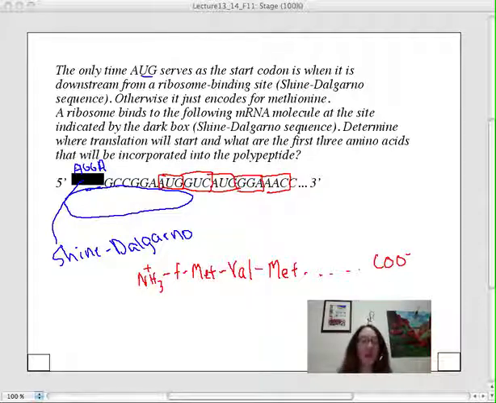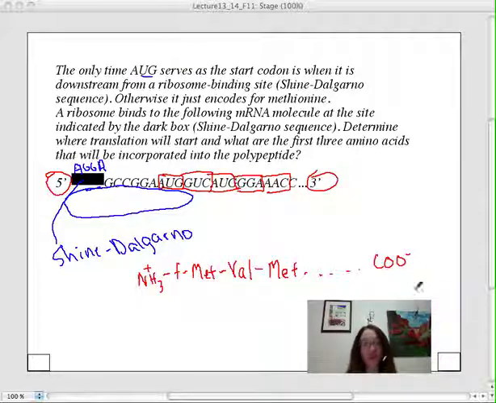Now, if you guys really want to rock my world, I hope you will. Please remember that proteins have amino and carboxyl termini. They do not have 5' and 3' ends, right? Only nucleic acids have 5' and 3' ends. They have a 5' phosphate and a 3' hydroxyl, but proteins don't have that. Remember, they have an amino terminus and a carboxyl terminus.